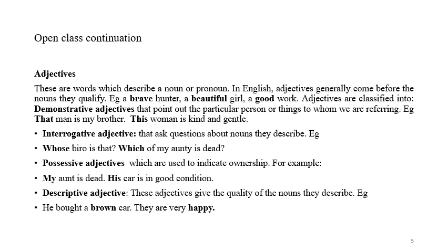For example, you say, that man is my brother. This woman is kind and gentle. So let me differentiate between demonstrative adjective and demonstrative pronoun. Sometimes they are confusing when used in a sentence. When you say, this is a man, and this man is my friend. This is a man, this man is my friend. How can you differentiate in these two sentences, demonstrative pronoun and demonstrative adjective?